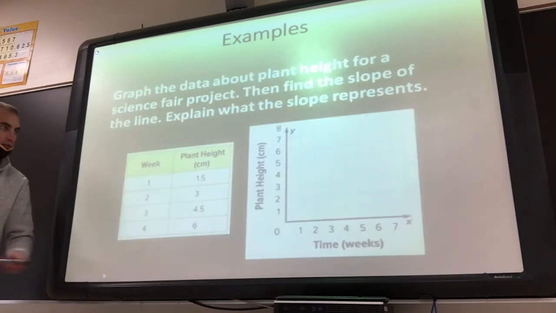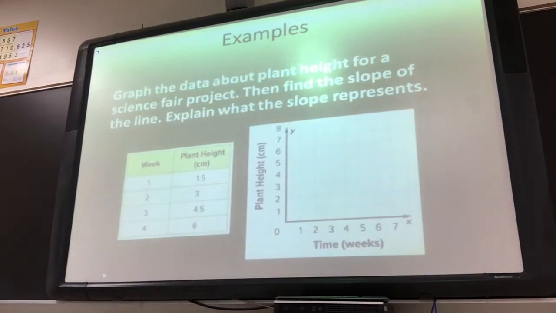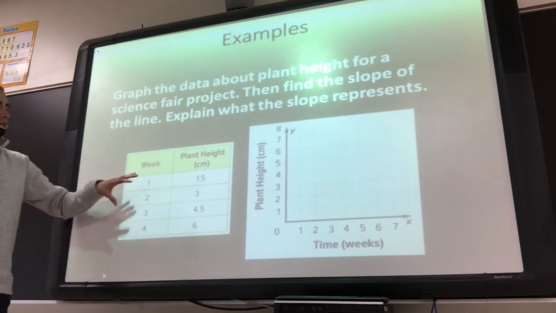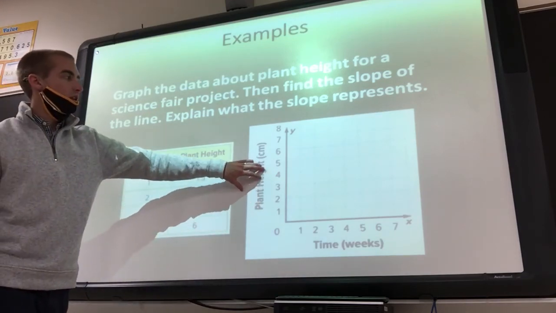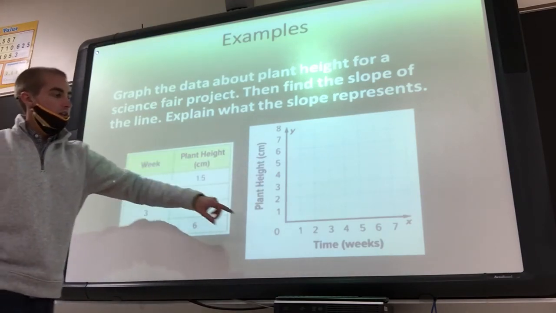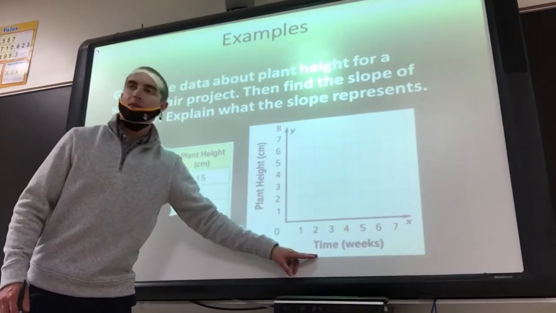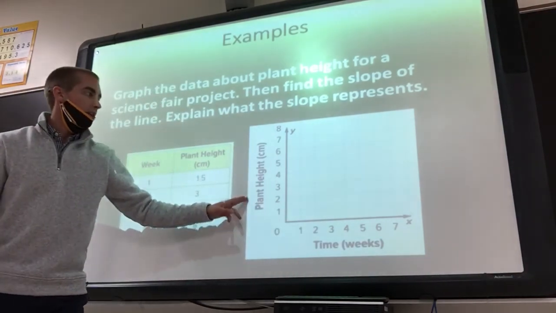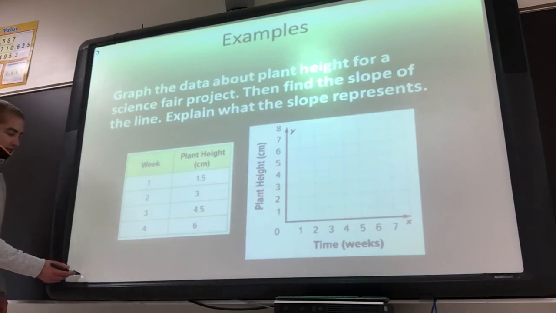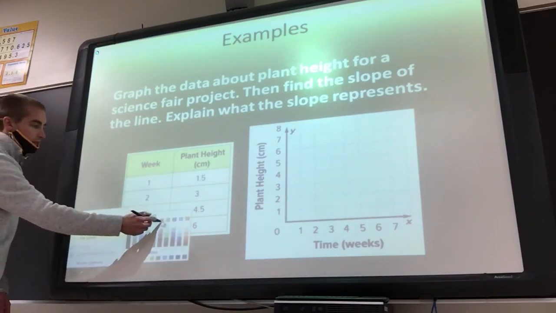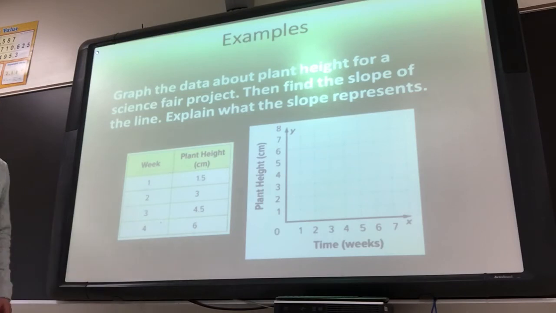Okay, so let's look at another one together. So we've got weeks and plant height, and the graph is given to us, so mine looks a little different than yours. Time, or weeks, is going to be the x-axis. Plant height is the y-axis. And we can just go up by 1s for all of these. So let's go ahead and graph our data first.